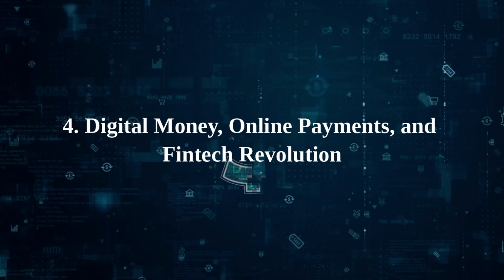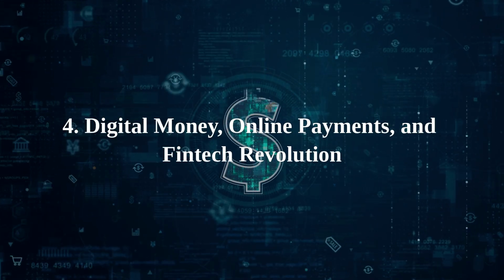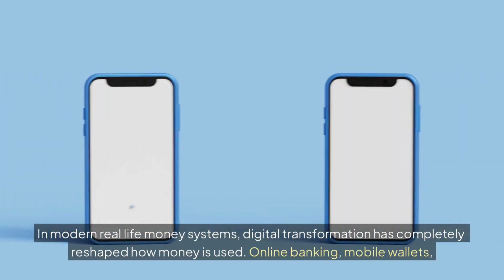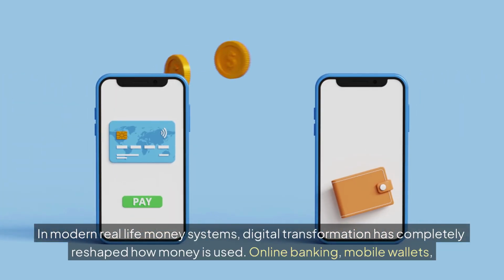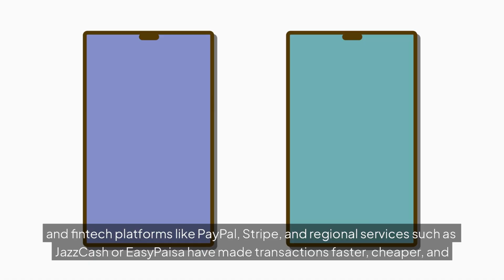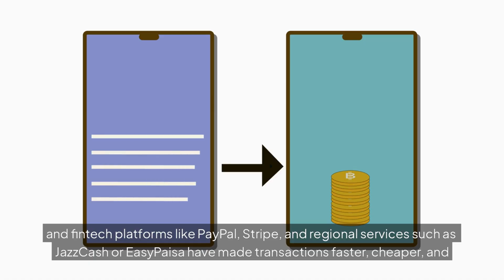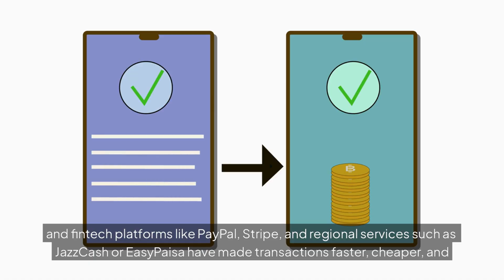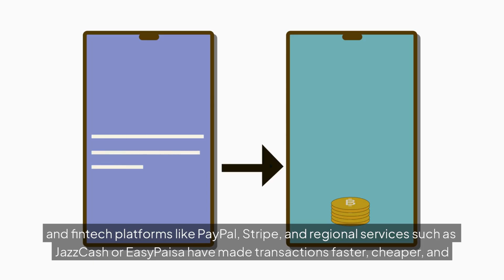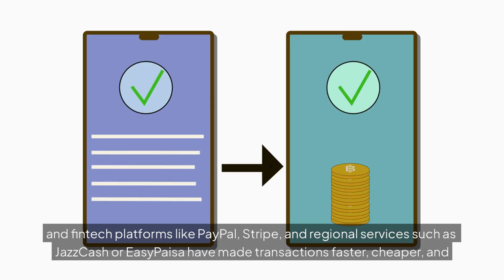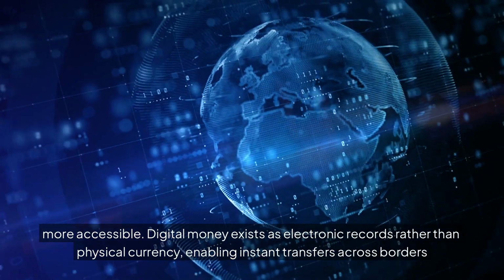4. Digital money, online payments, and fintech revolution. In modern real-life money systems, digital transformation has completely reshaped how money is used. Online banking, mobile wallets, and fintech platforms like PayPal, Stripe, and regional services such as JazzCash or EasyPaisa have made transactions faster, cheaper, and more accessible.